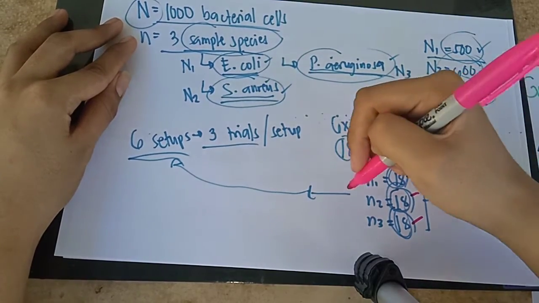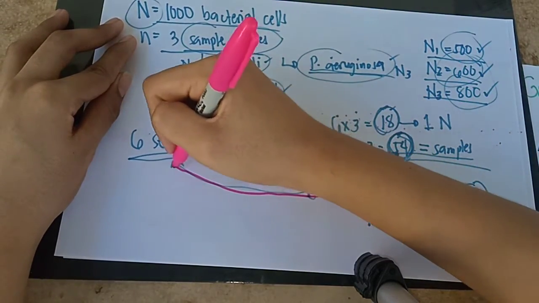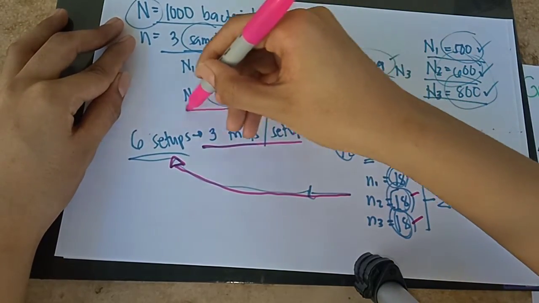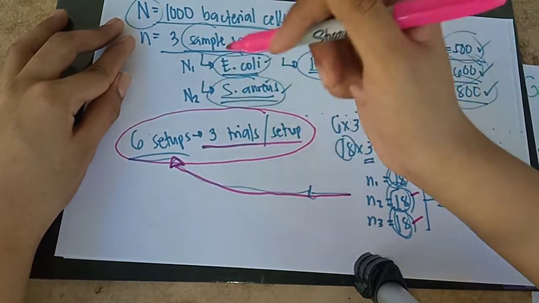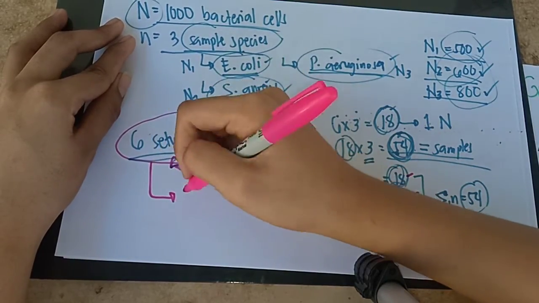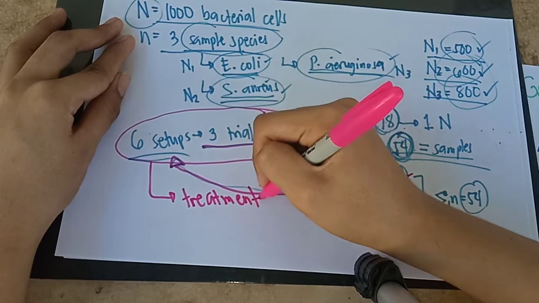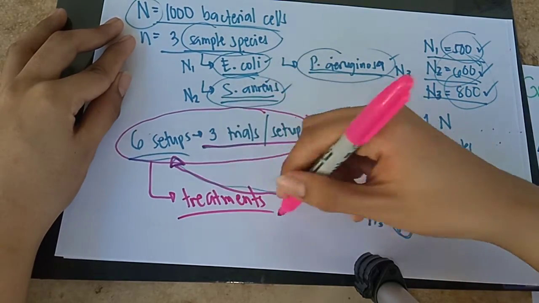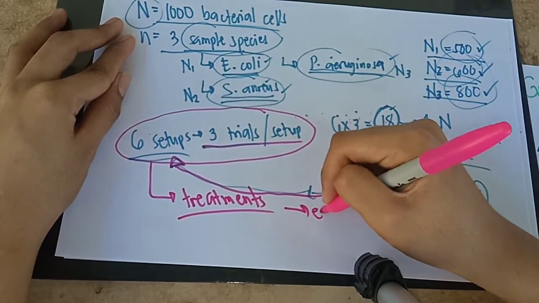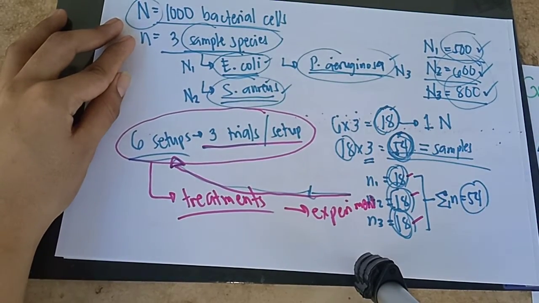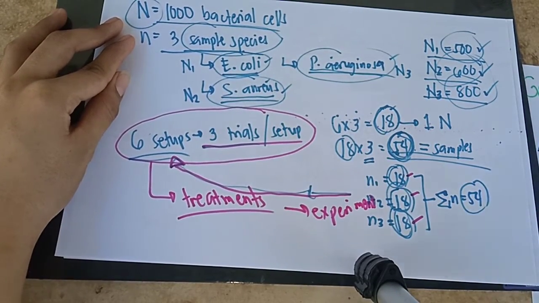Now, these samples are subjected to these 6 setups with 3 trials per setup. These 6 setups with 3 trials per setup refer to the treatments in your research design. These are the treatments, and these treatments will serve as your basis for the experiment. So that would be the main essence of experimentation.